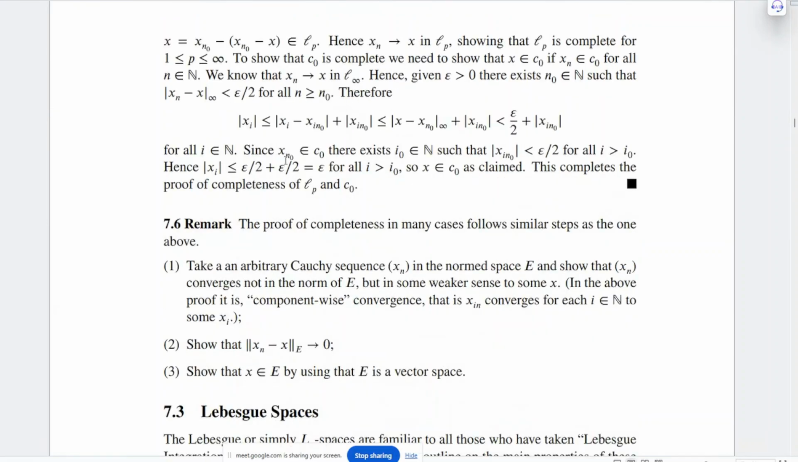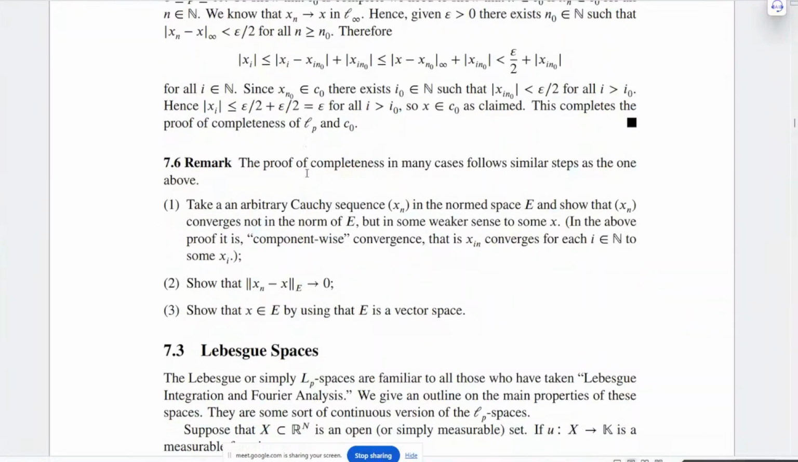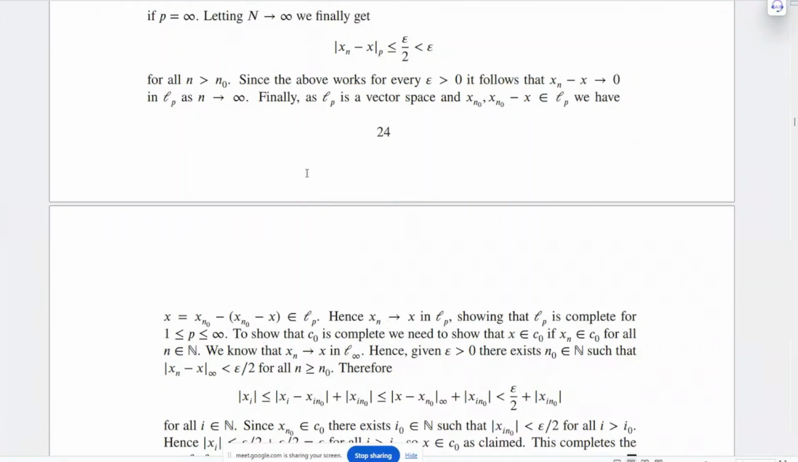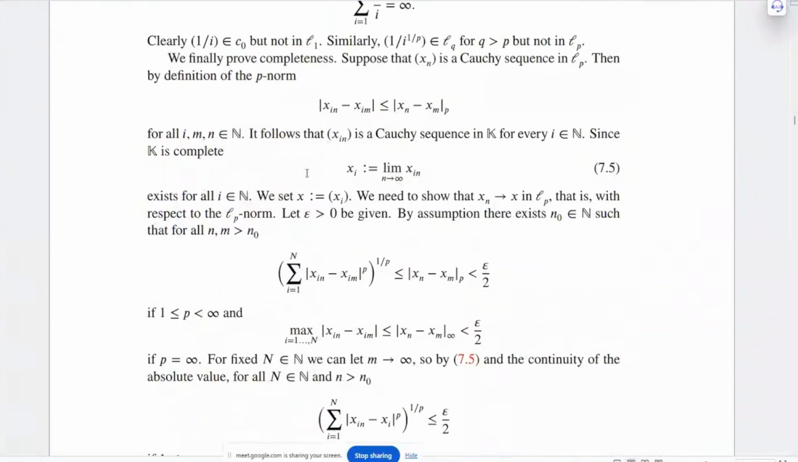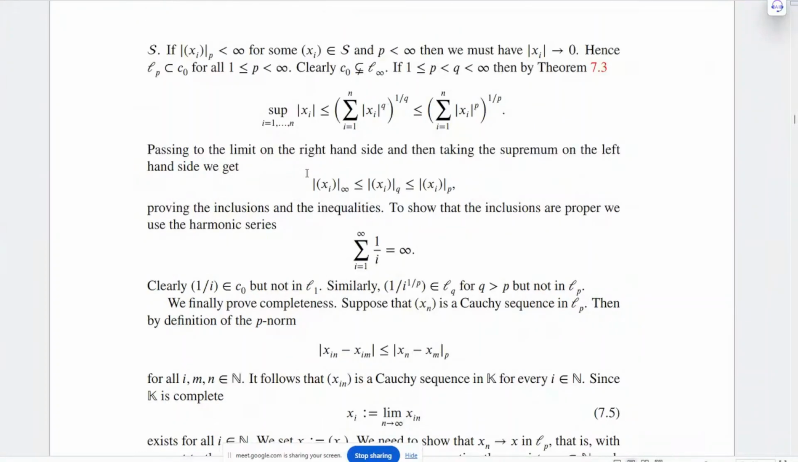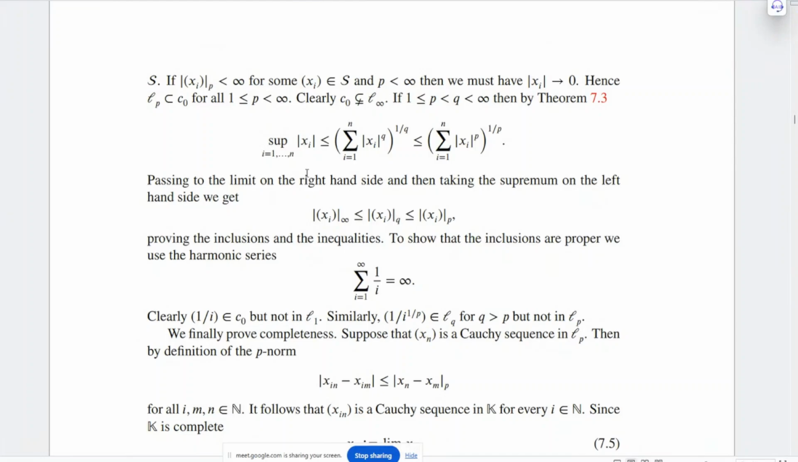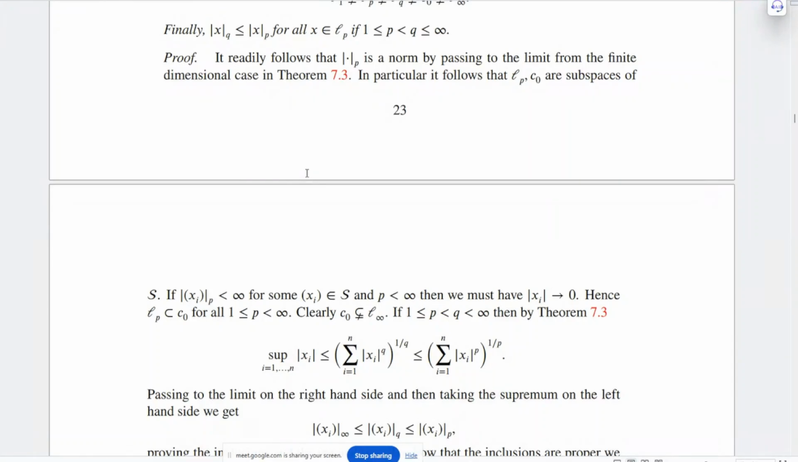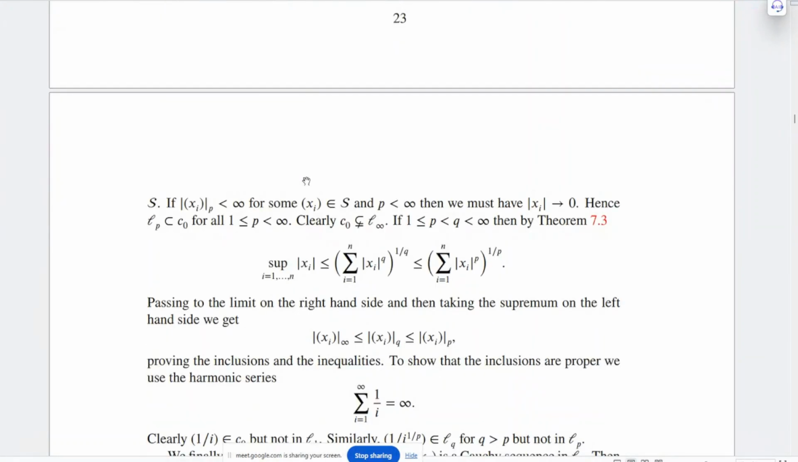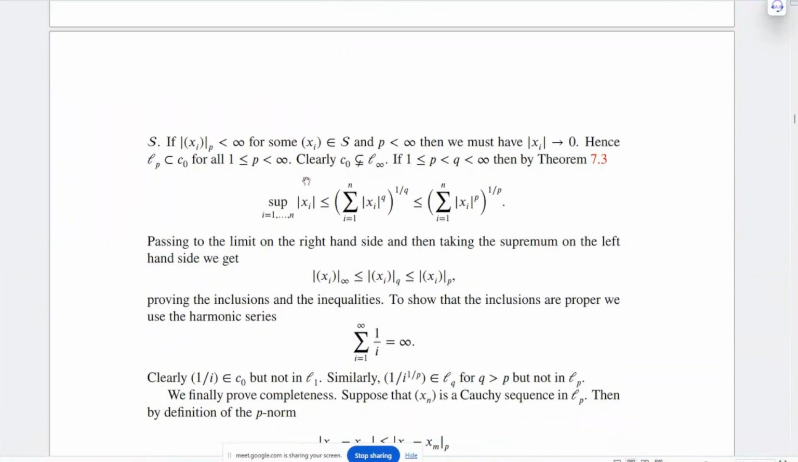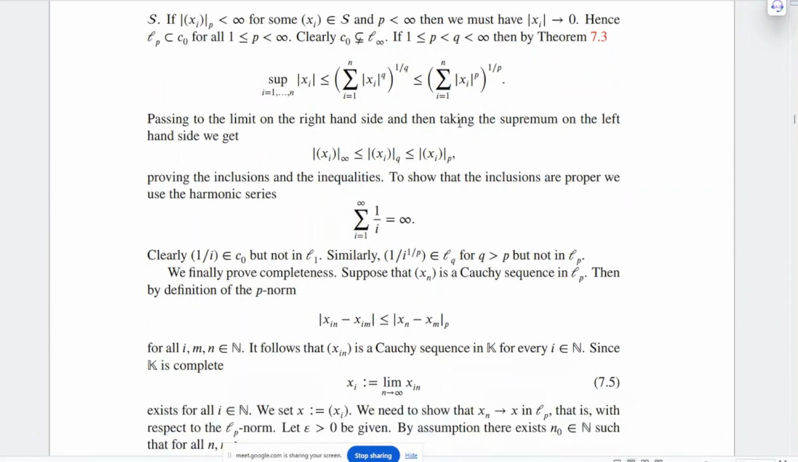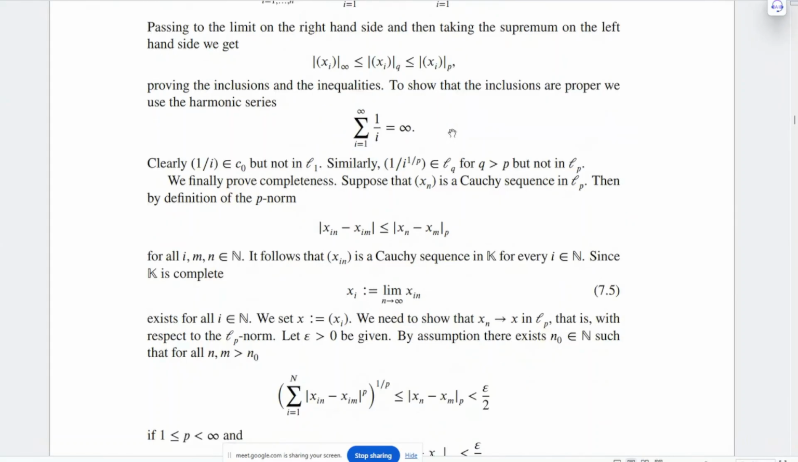Okay. So I don't know where he has done it. He has done it somewhere. Okay. I'll put the screen on the top.